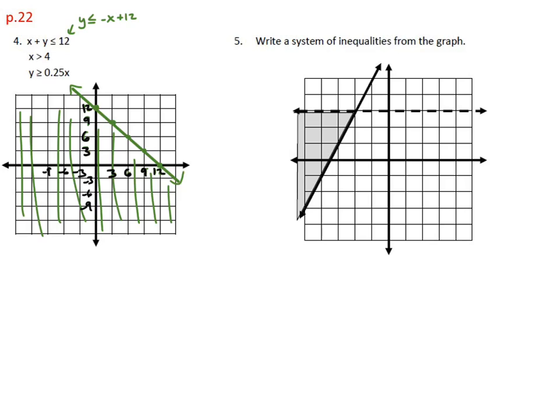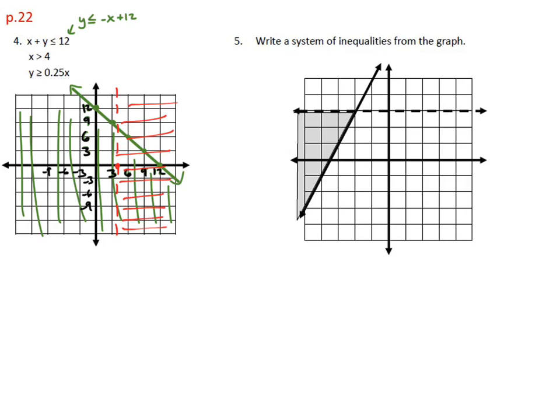Then for our next inequality, we have x is greater than 4. So that means on my x-axis, I'm going to be passing through 4. It's about there. It's plain old greater than, so I'm going to have a dashed line passing through 4. And it's greater than, so I'm going to shade to the right. So everything there.